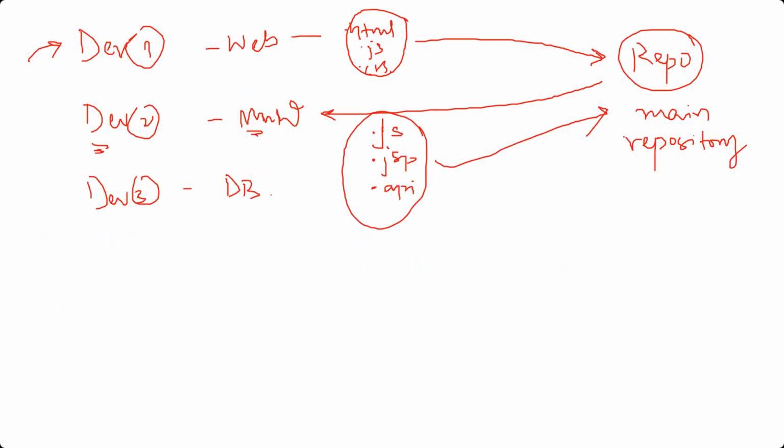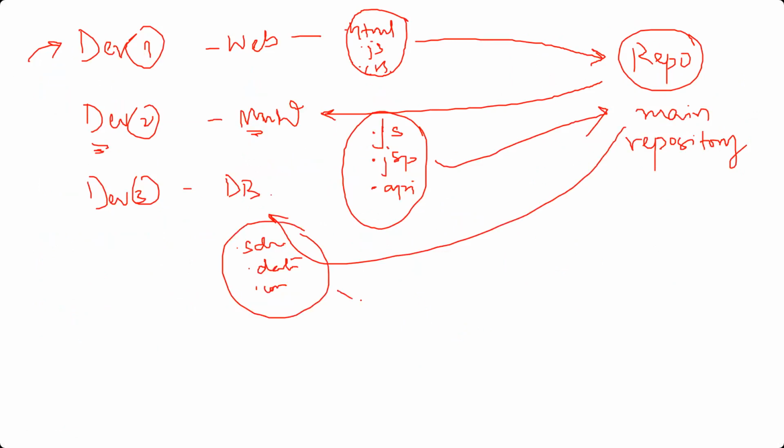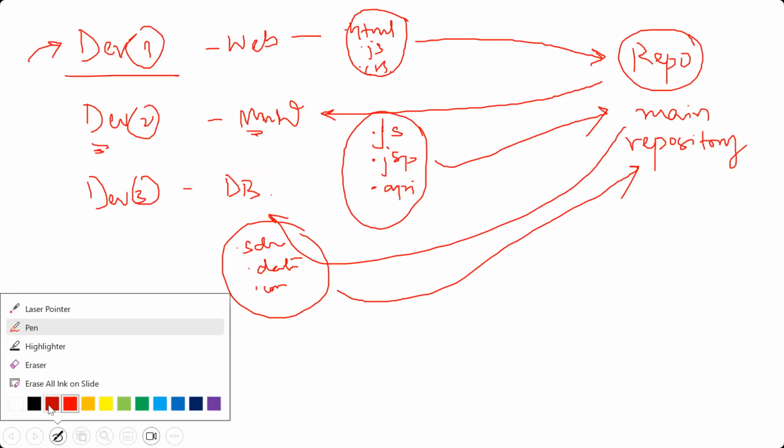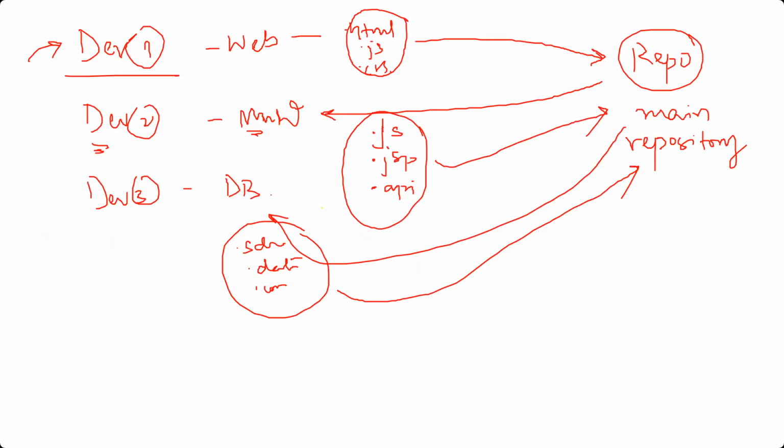The DB guy will read the latest repo from this main repo and write tables. So he will write a schema file, he'll write a data file, he'll write a constraint file. And then all this data, he will push it to the main repo. So if you carefully observe, dev 1 is completing their work and pushing their files into main repo. After that activity, dev 2 is actually picking the files from dev 1's output.